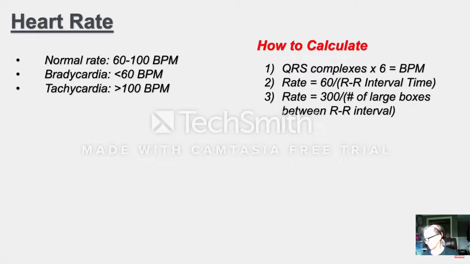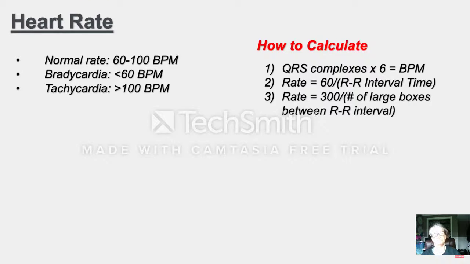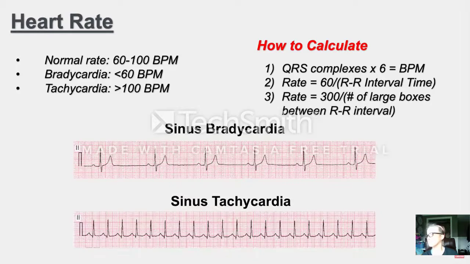So how do we actually calculate a heart rate from an ECG reading? There are a few different methods. Method number one, counting QRS complexes times 6, is probably the easiest and gives us a rough estimate of beats per minute. The second method is taking 60 and dividing it by the RR interval time. The third method is taking the number 300 and dividing it by the number of large boxes between RR intervals. So 300 divided by the number of large boxes between each R wave will give us an estimate of heart rate as well. Here are a couple of examples.